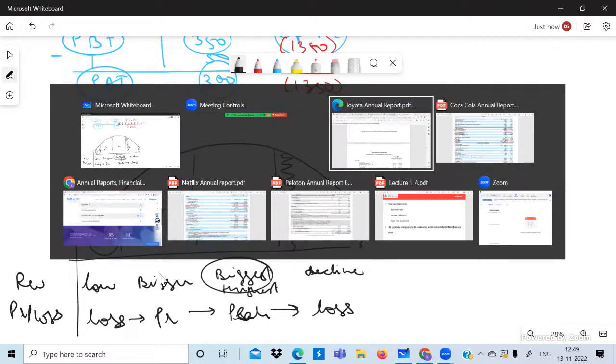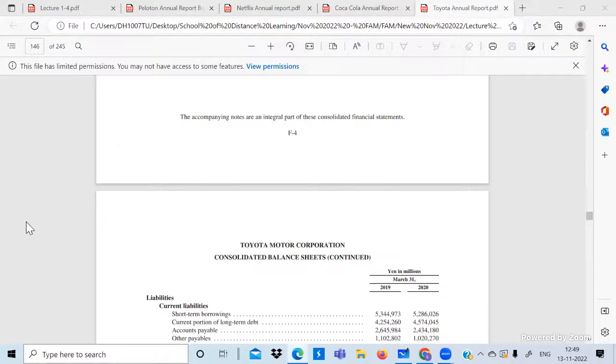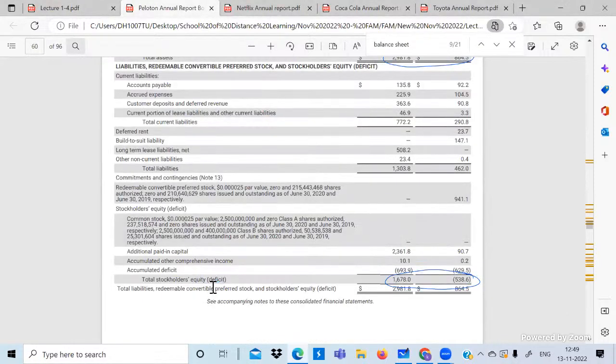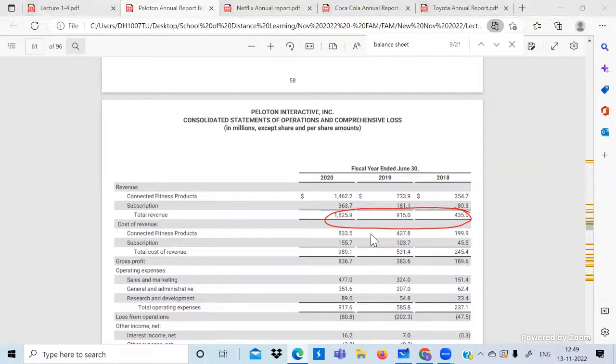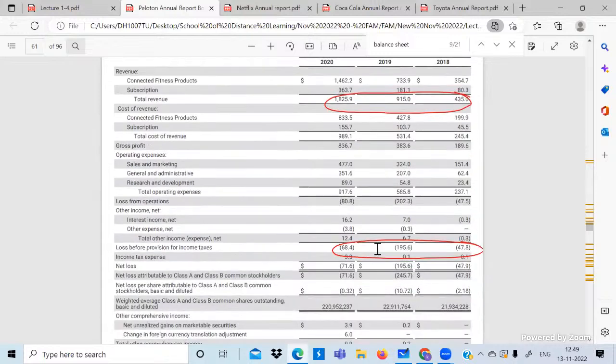Again, if I take you back to the live companies, so if I take you to Peloton, look at Peloton, look at your revenues from 435, they've gone up to 1825. So revenues are small, but they're increasing at a very fast rate. They're increasing like 100%, 150% year on year. But at the same time, you are still a loss-making entity. So a young company will have less revenues, but those revenues will be increasing at a very fast rate, but you're still a loss-making entity.